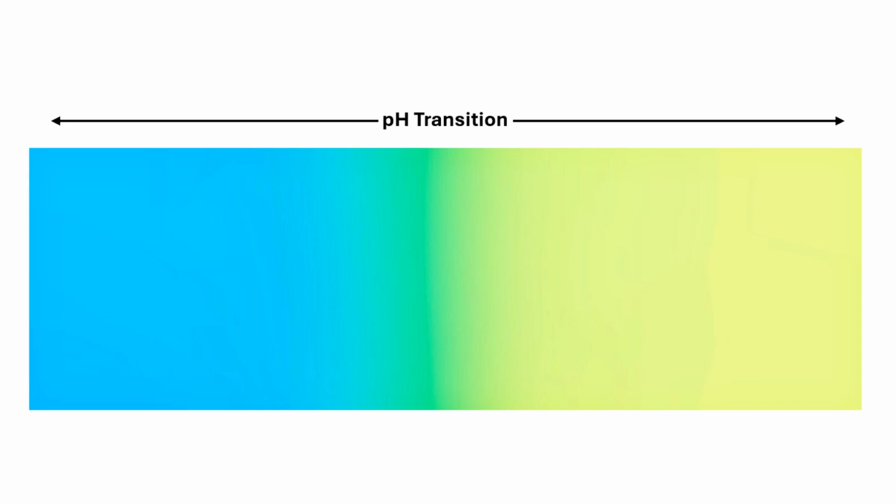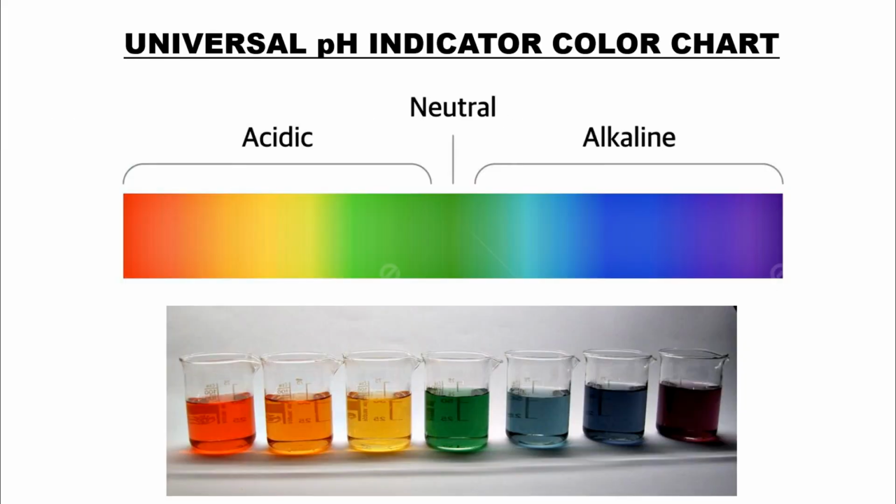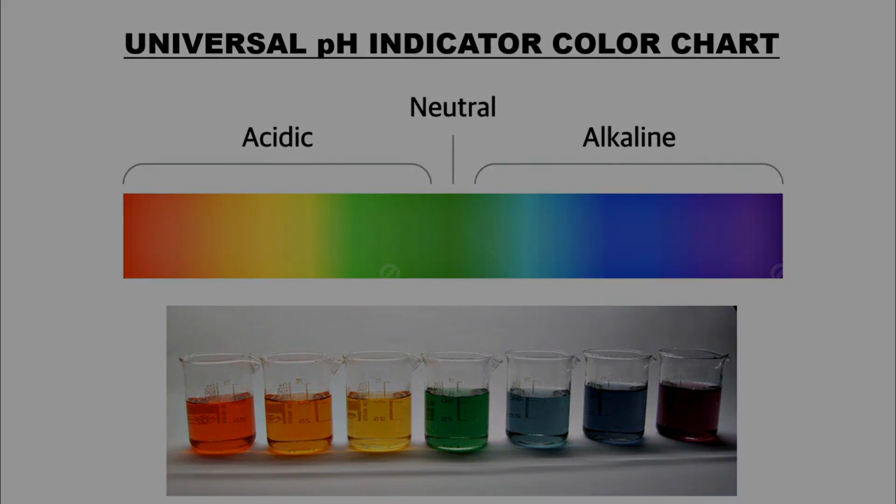This makes them a versatile and dynamic indicator agent to detect minute changes in pH in a chemical reaction. The universal indicator solution that you have probably come across very often in the lab is in fact a complex mixture of several acid-base indicators with varying effective pH ranges and shades of color at different pH levels.